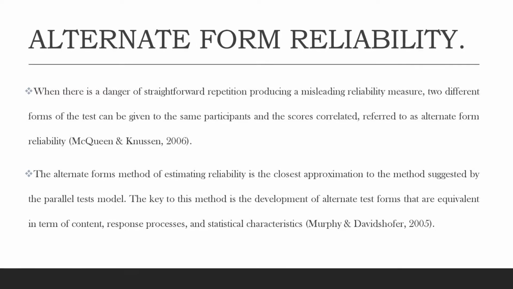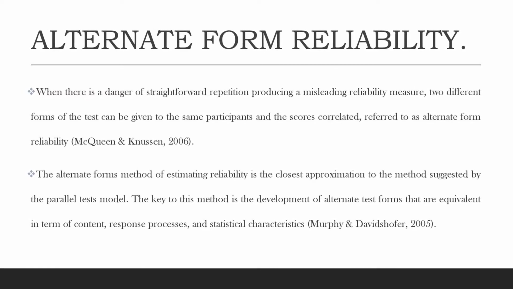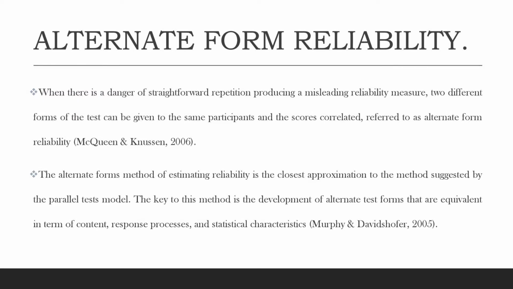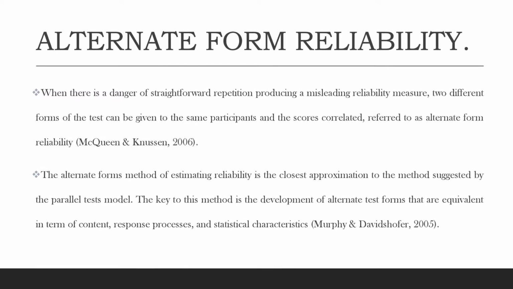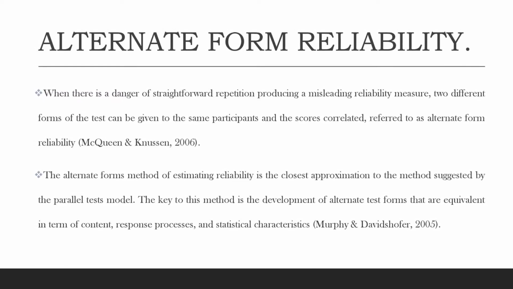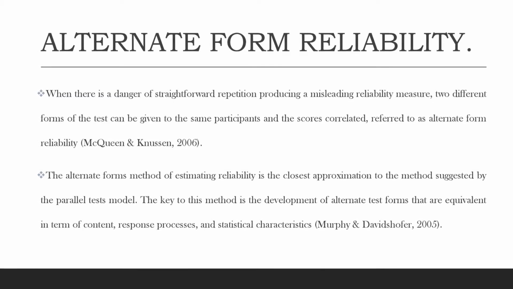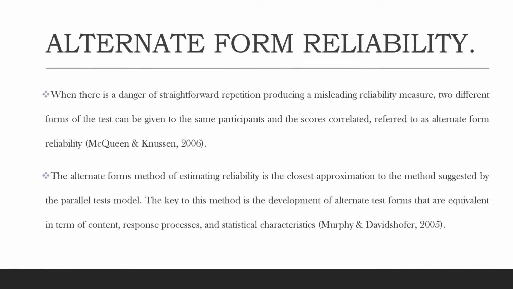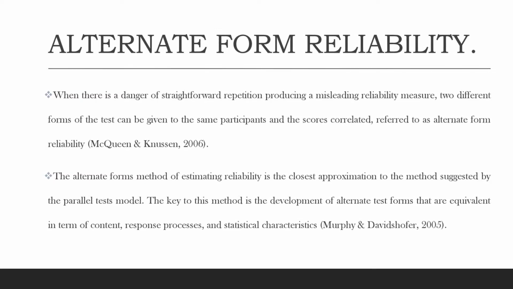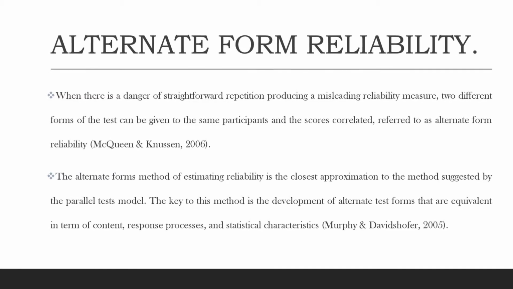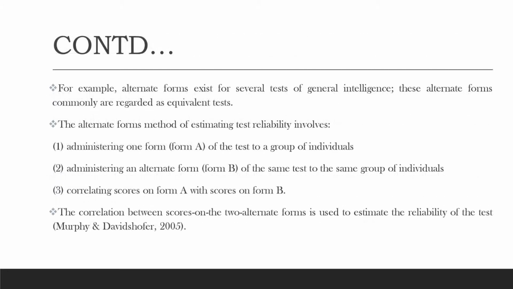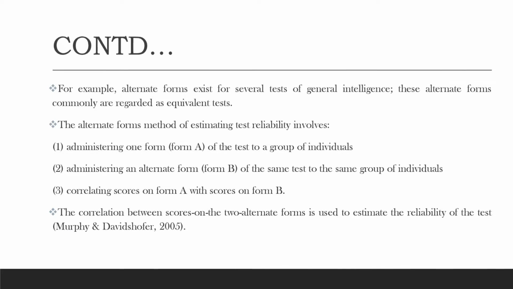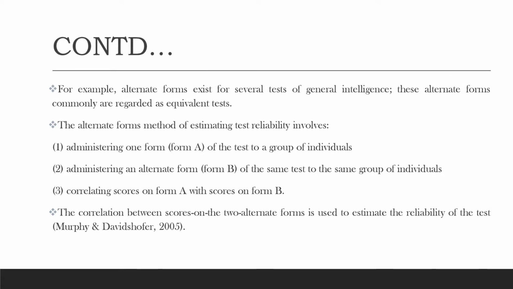The alternate form method of estimating reliability is the closest approximation to the method suggested by the parallel test model. The key to this method is the development of alternate test forms that are equivalent in terms of content, response processes and statistical characteristics. It is also known as equivalent form reliability or parallel form reliability. For example, alternate forms exist for several tests of general intelligence. These alternate forms commonly are regarded as equivalent tests.